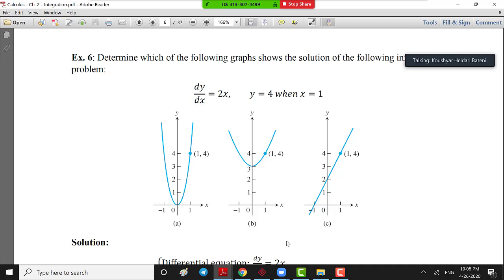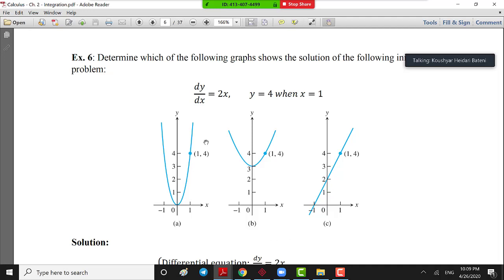So, we're solving example 6 of the second chapter. It says, determine which one of the following graphs shows the solution of the following initial value problem. As we learned in the previous lecture, the differential equation plus the initial condition is called the initial value problem.